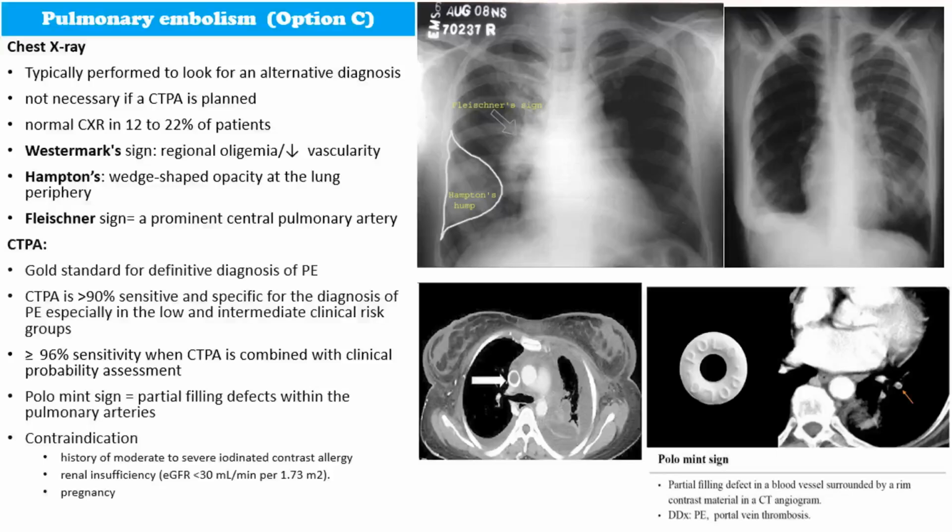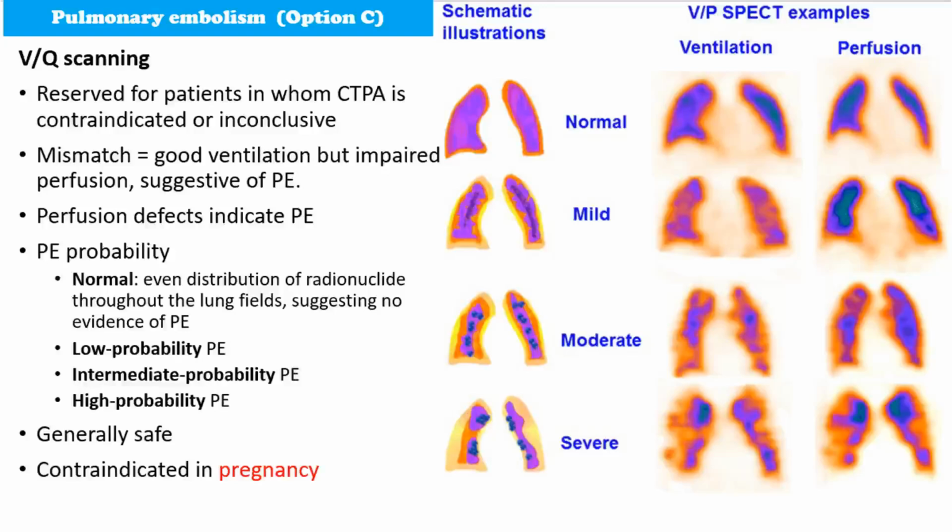Other findings on a CT pulmonary angiography that may indicate pulmonary embolism include enlargement of the pulmonary arteries, right ventricular dilation due to increased strain, and infarcts in the lung tissue, which may appear as wedge-shaped areas of decreased attenuation. CT pulmonary angiography may be relatively contraindicated in patients with a history of moderate to severe iodinated contrast allergy or in patients with renal insufficiency.